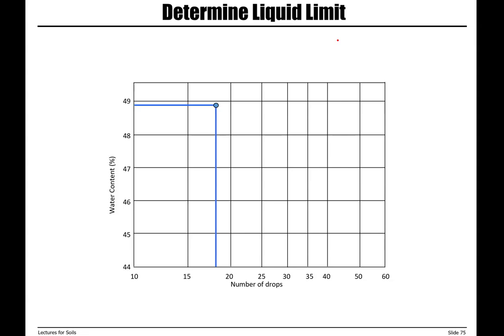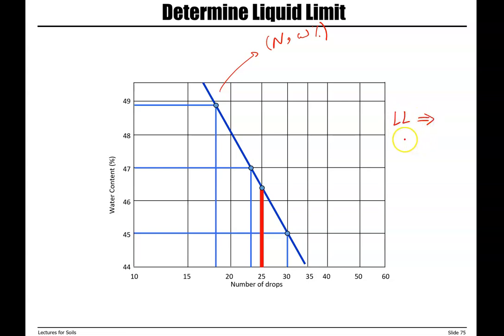So when we're done with the 3 trials, then we will have 3 data points. At each data point, we have a number of drops and a corresponding moisture content. Then we fit a line to these 3 data points. Liquid limit is defined at the water content where we get the 13 millimeter closure exactly at 25 drops.